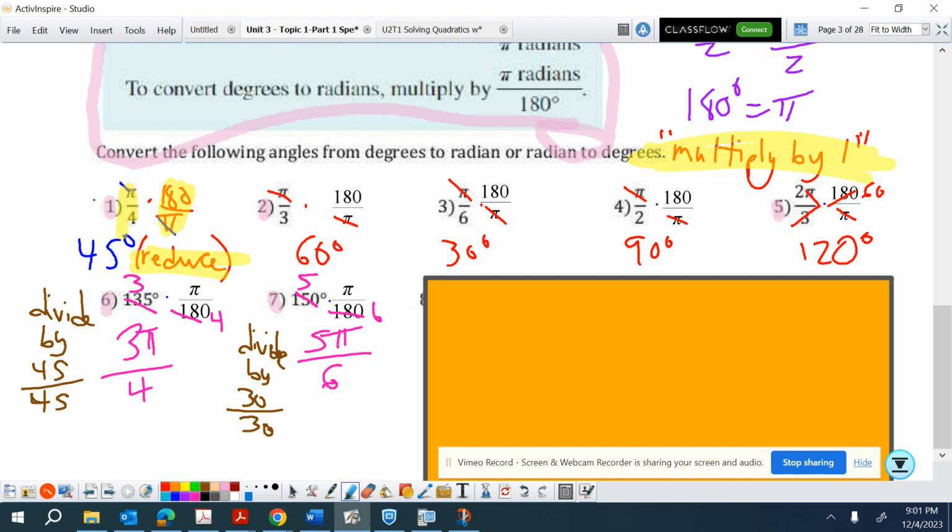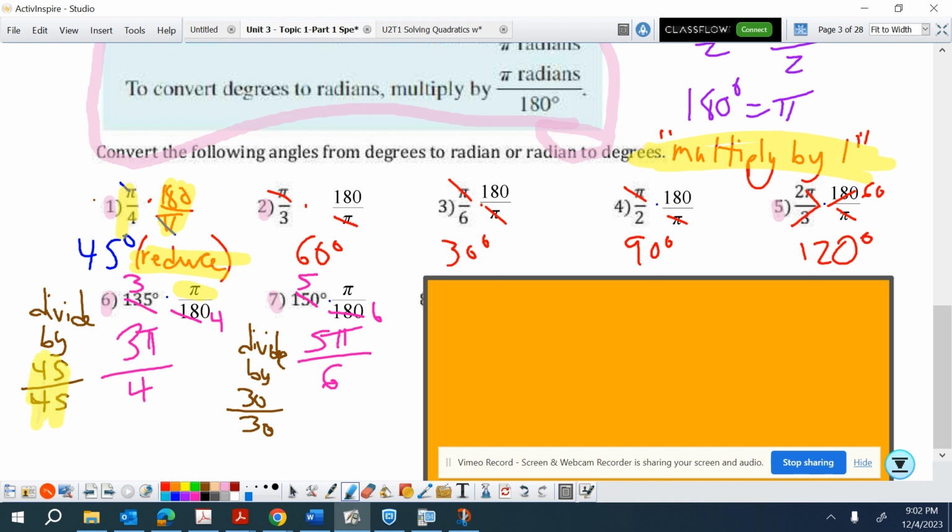For number 6, they're giving me an answer in degrees. I need to change that to radians. This means when I'm multiplying by 1 this time, I'm not multiplying by 180 over pi. I'm multiplying by pi over 180. That introduces pi into the angle measurement, and then I am reducing the fraction of 135 over 180. You need to find the largest number that divides into both of those.